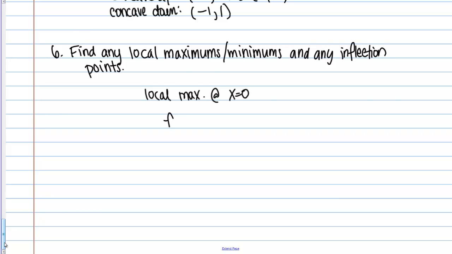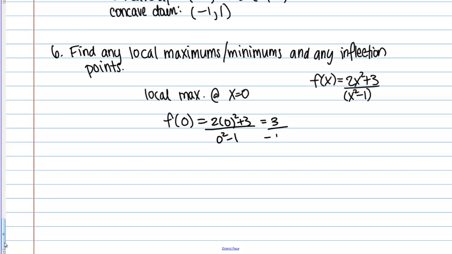In other words, I want to evaluate what f of 0 is. So let me write f of x here. f of x was (2x squared plus 3) over (x squared minus 1). If I plug in 0 there, I get (2 times 0 squared plus 3) over (0 squared minus 1). So 3 over negative 1, which is negative 3. So f of 0 equals negative 3 is the actual local max value.